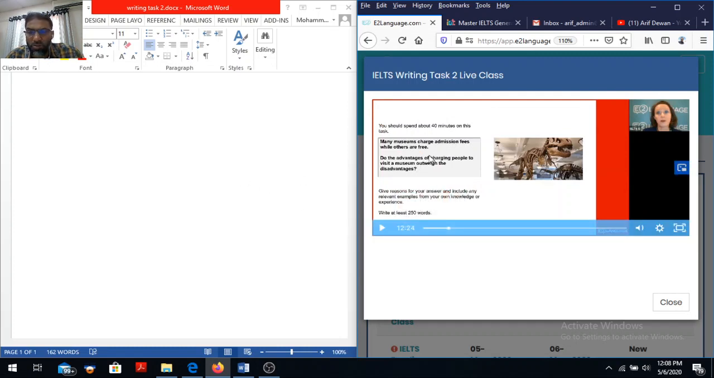Many museums charge admission fees while others are free. Do the advantages of charging people to visit a museum outweigh the disadvantages? Basically, they are saying that we have to discuss the advantages and disadvantages of charging an admission fee in museums, and at the same time we have to give our opinion on which one outweighs the other, which side you support, the advantages or disadvantages. So that's the technique. We have to write 250 words.